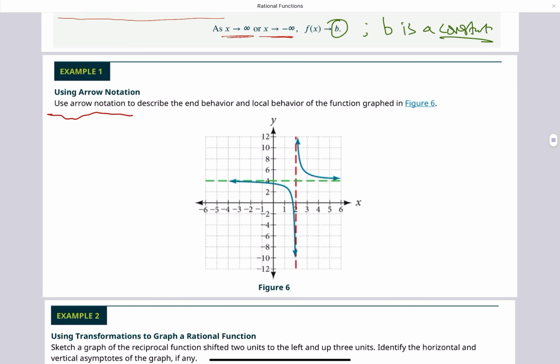Use arrow notation to describe the end behavior and local behavior of the function graph in figure 6. Well, with local behavior, they just simply want you to write down the asymptotes and write down what happens as x approaches negative and positive infinity. You can think about this.